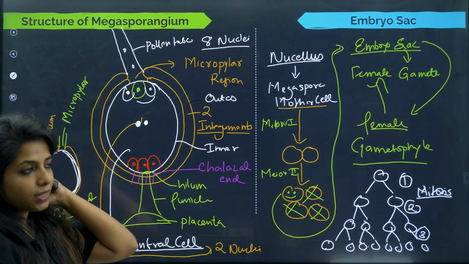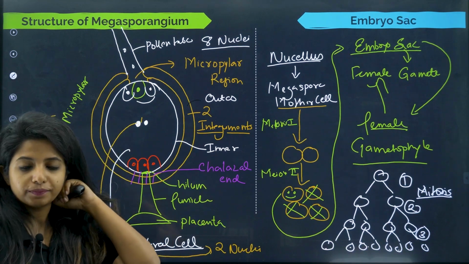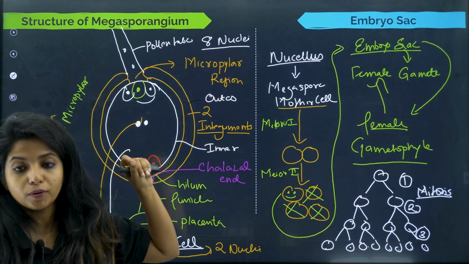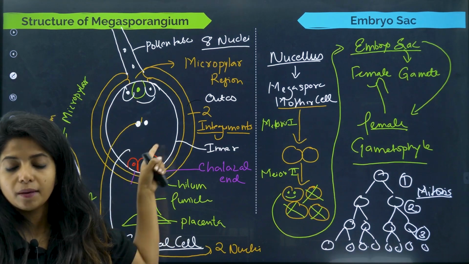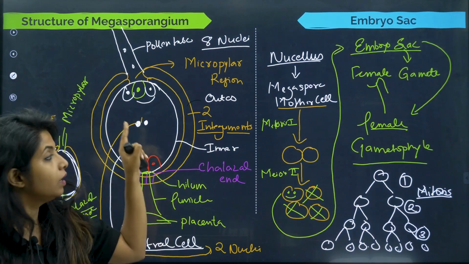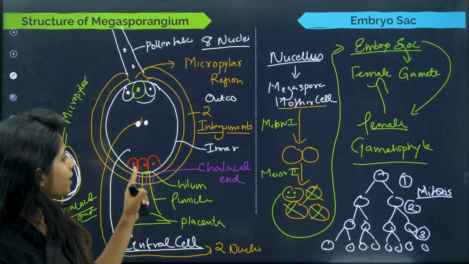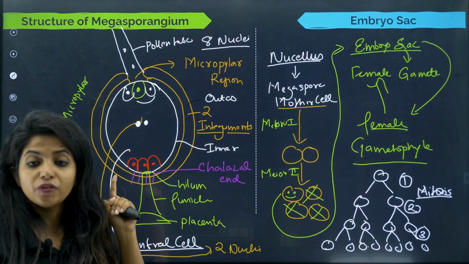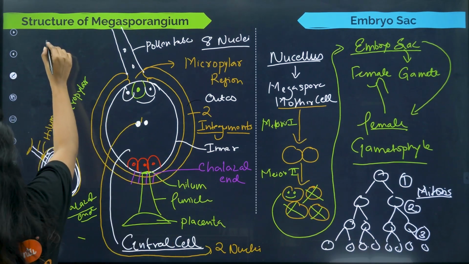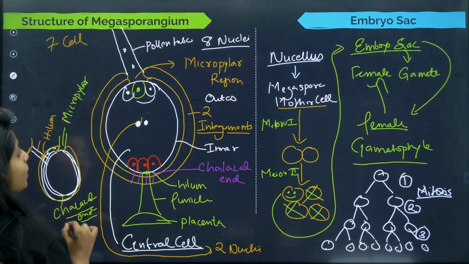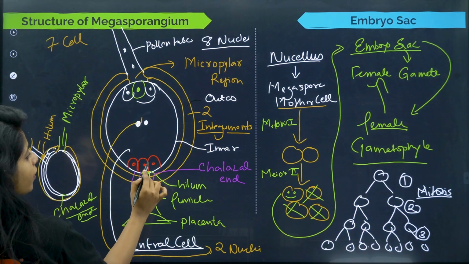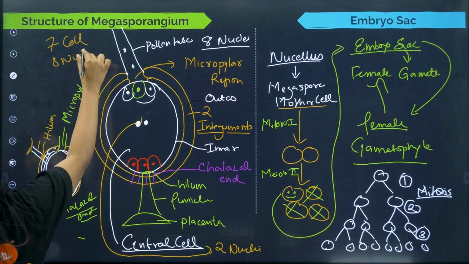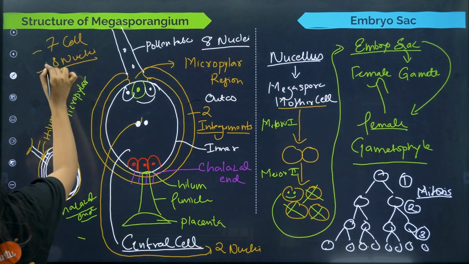Now you tell me how many cells are in this particular ovule, or basically the embryo sac. This is the embryo sac which is being formed. How many cells are there in the embryo sac over here as of now? 1, 2, 3, 4, 5, 6, and one is this one, that is the 7th one. So we have 7 cells, but how many nuclei? 1, 2, 3, 4, 5, 6, 7, 8, because 2 of them were free. So 8 nuclei. So this is the 7-cell stage with 8 nuclei.